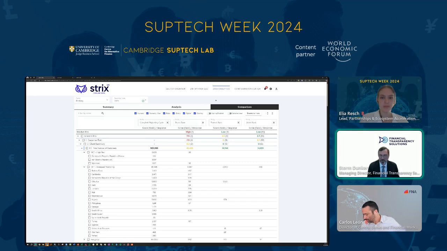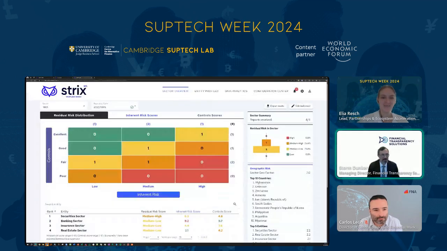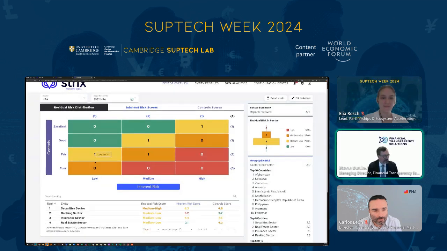I realize I'm probably at time. I've got one more thing if I can squeeze in, and that would be, it's possible to have a comparison of an NRA. You can recycle the data. We have a recycle data feature. And here we can compare securities, banking, insurance, and real estate.